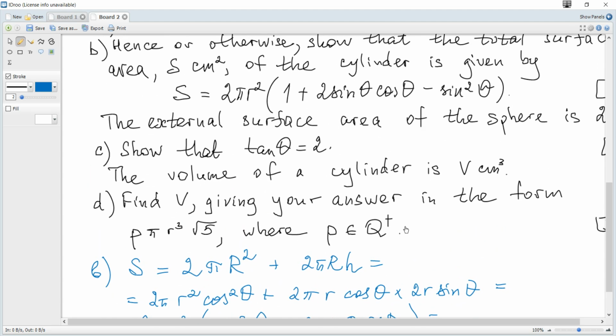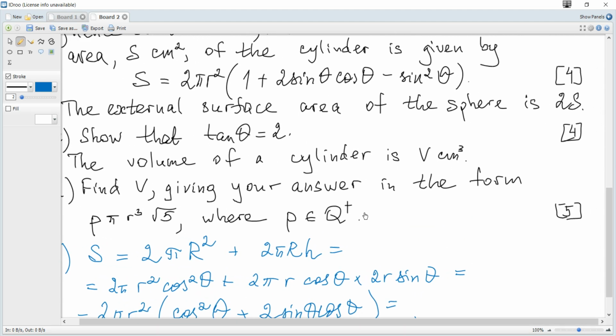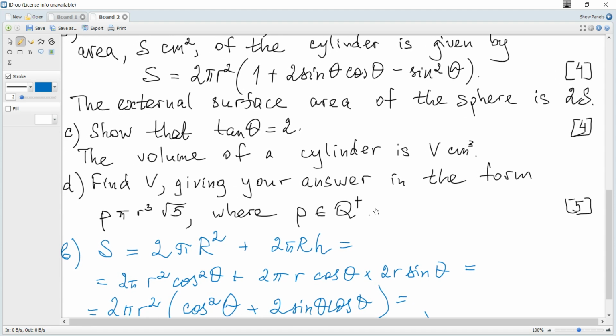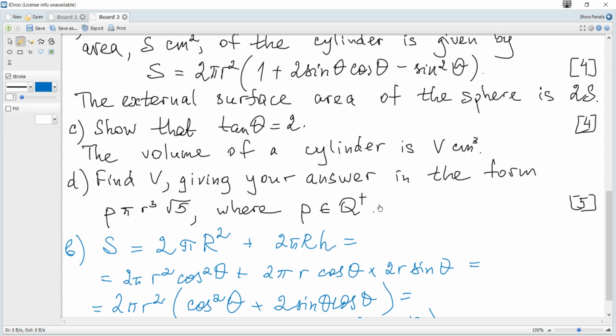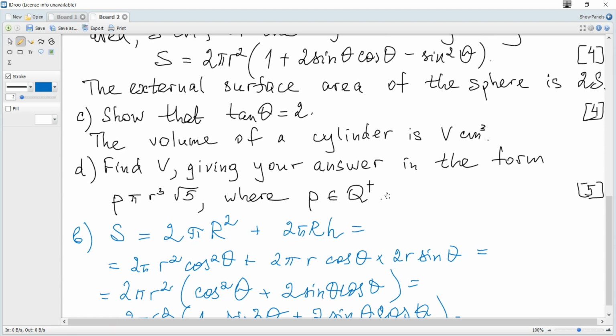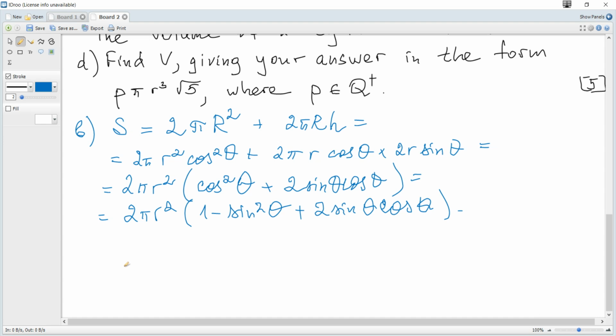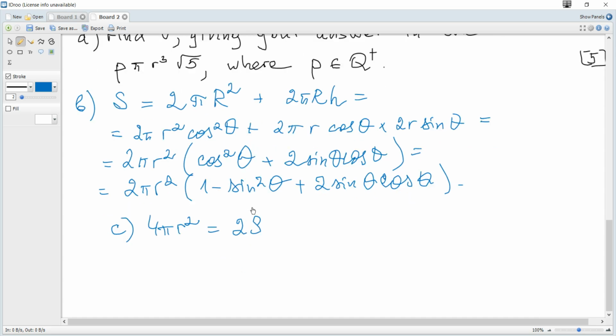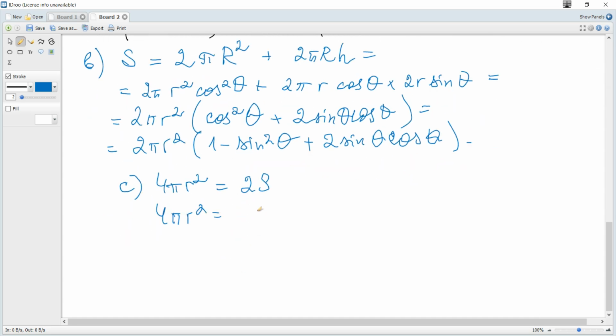Next, the external surface area of the sphere is 2 times S. Question c: show that tangent of theta is 2. The surface area of a sphere formula is given in the data booklet. It's 4 pi times the radius of the sphere squared, which is r squared, and it is given that it's 2 times S, so 4 pi r squared is equal to 2 times 2 pi r squared multiplied by 1 minus sine squared plus 2 sine cosine.